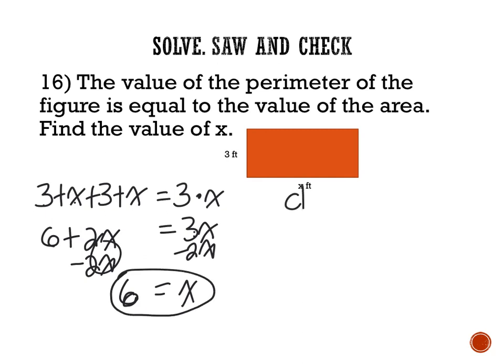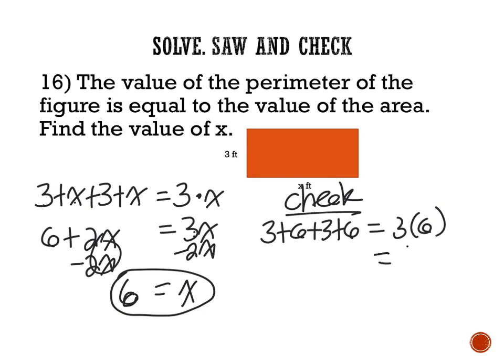Now I can check it. 3 plus 6 plus 3 plus 6 equals 3 times 6. That's 18. My calculator put 3 plus 6 plus 3 plus 6 equals 18. Both check out, so 6 equals x.